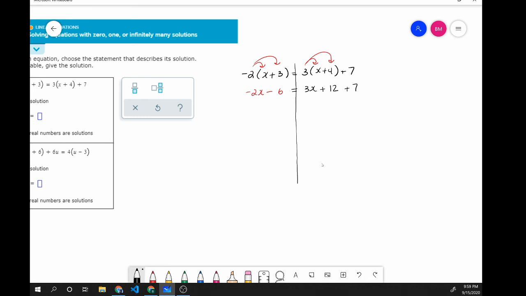All right, I'm going to combine like terms now, so I see that these two can be combined. The rest of it stays the same. Negative 2x minus 6 is equal to 3x plus 19. I'm going to go ahead and notice that I have variables on this side and variables on this side. I'm going to go ahead and add the 2x to both sides.